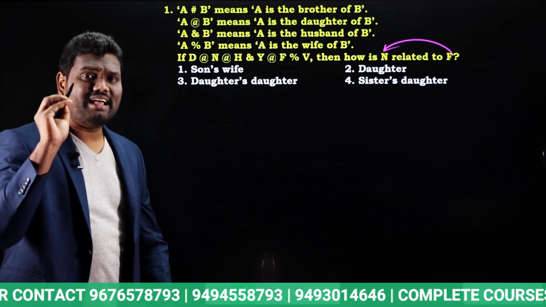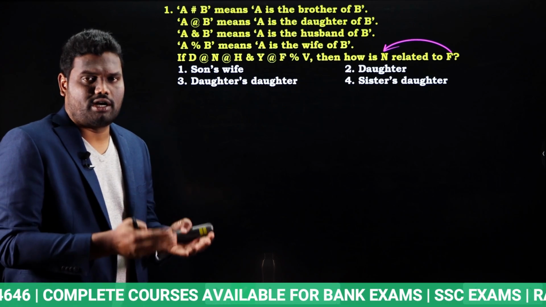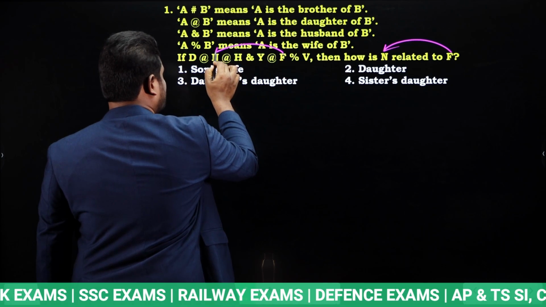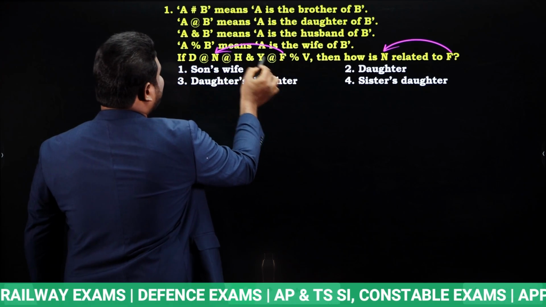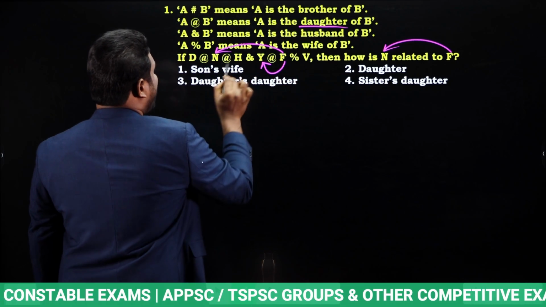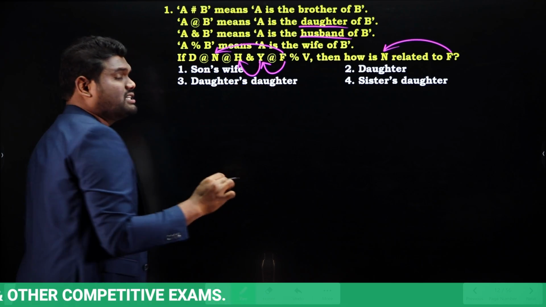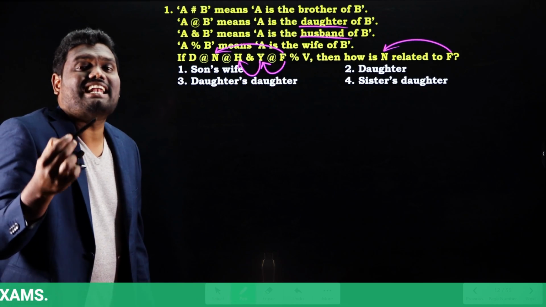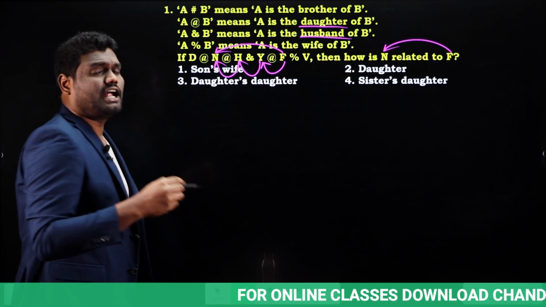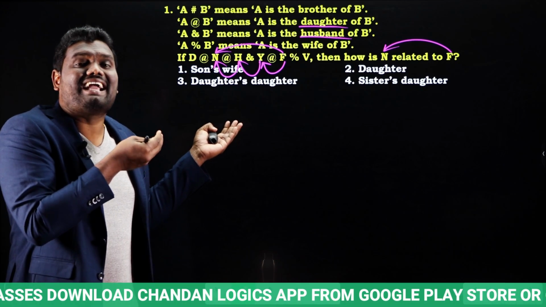I told you the best shortcuts to solve these types of questions. I am going to apply the same shortcut here. So I need to know how is N related to F. So this is F and this is N. Now look, @ means daughter. So Y is daughter of F. And & means husband. Daughter's husband is nothing but son-in-law. Yes or no? Now, son-in-law's daughter is nothing but granddaughter. Yes or no? Now, the answer should be granddaughter.